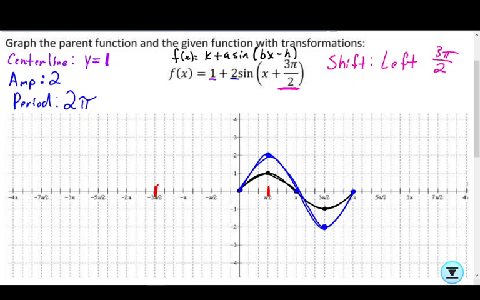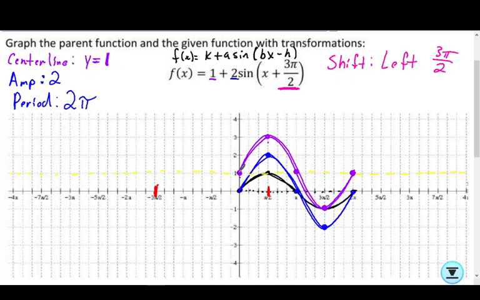Now, my center line is at 1, so I'm going to put this yellow dotted line right here. This is where my new center line is. My old center line, which was right here at 0, has been shifted up. So that's what I'm going to do next. I'm going to take my function and shift it up 1. So this moves up here, this one goes up here, this one moves here, this one moves there, and this one moves there. So this is now my sine function.